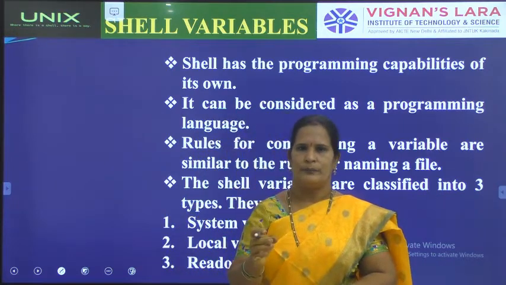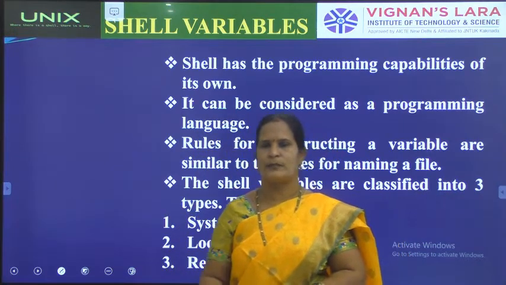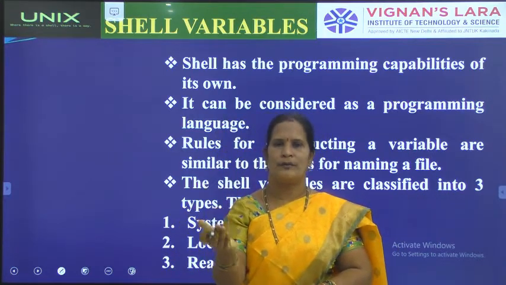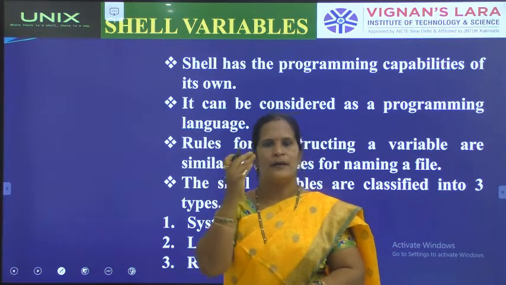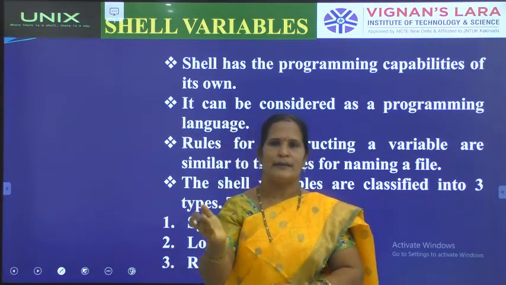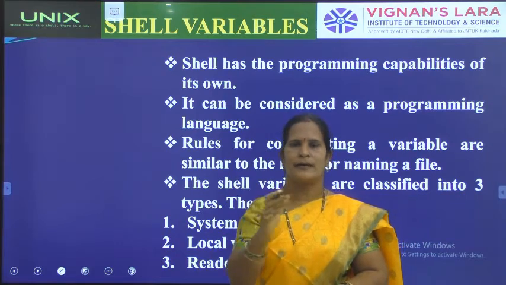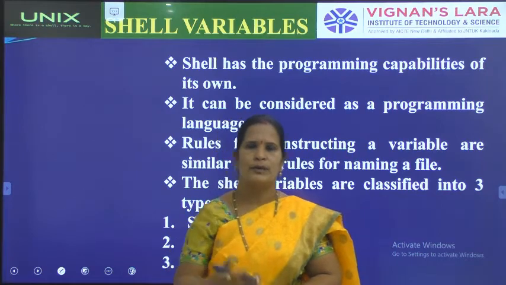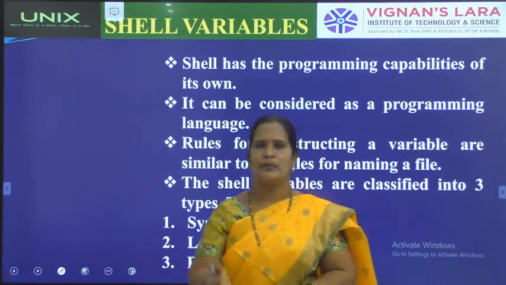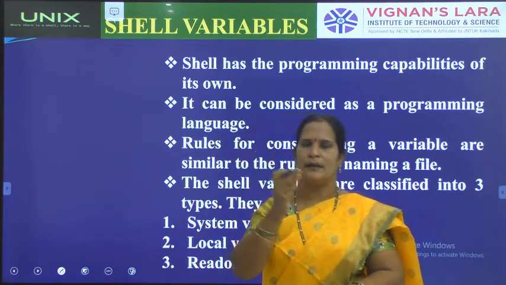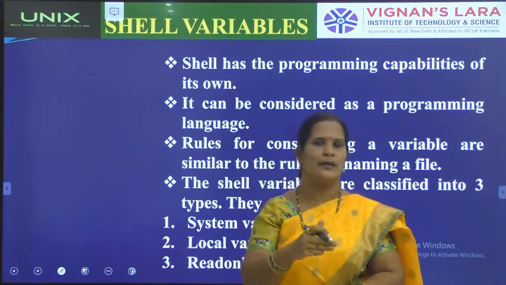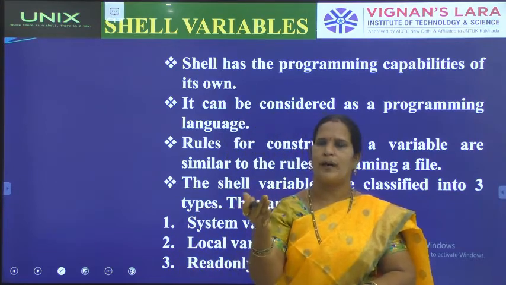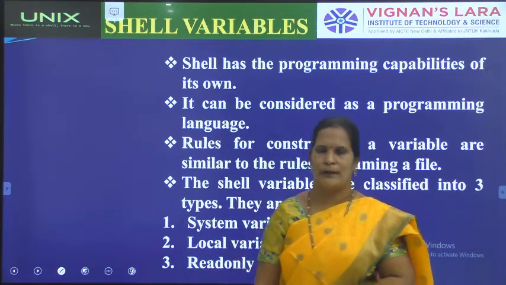We can view the values of these variables by using echo space $PATH. If you want to view the value of path variable, echo space $PATH. This contains the list of directories. All these directories are maintained in a particular order and separated by colon operator. All these variables are written using uppercase letters only.